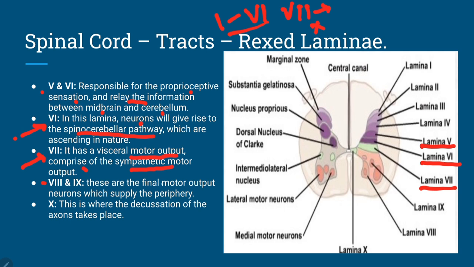So number 8 and number 9, these are the final motor output neurons which supply the periphery, and number 10, that's where the decussation of the axons takes place. So once again, decussation, this is number 10. Some nerve coming down will cross the midline and go down. If there is a nerve coming up, it will go up and then cross like this, and provide the transmission of signals to the brain or from the brain. That's where the decussation takes place.